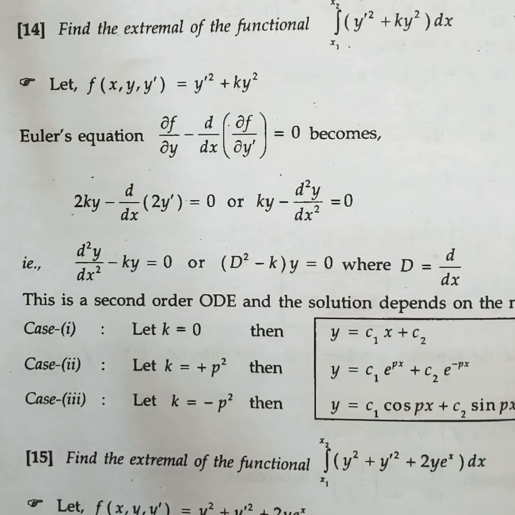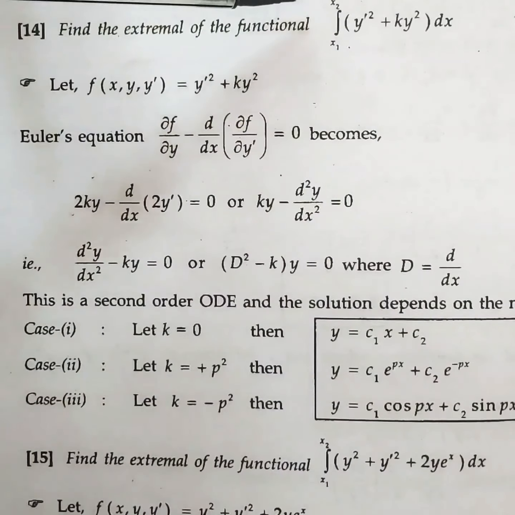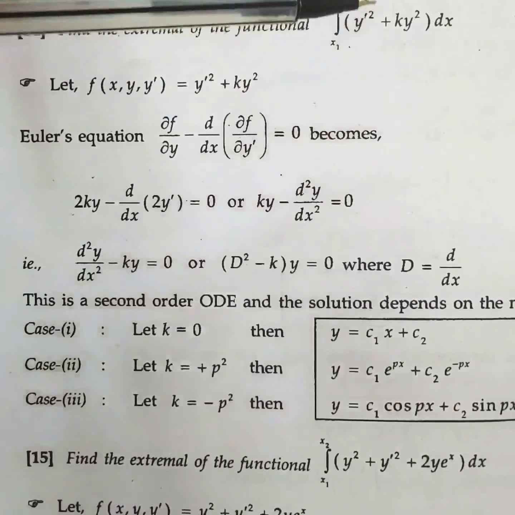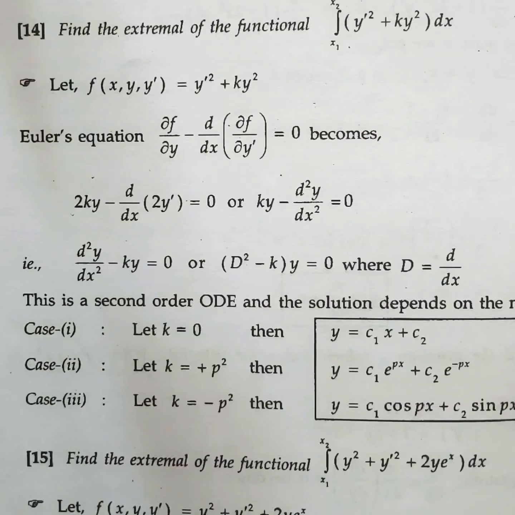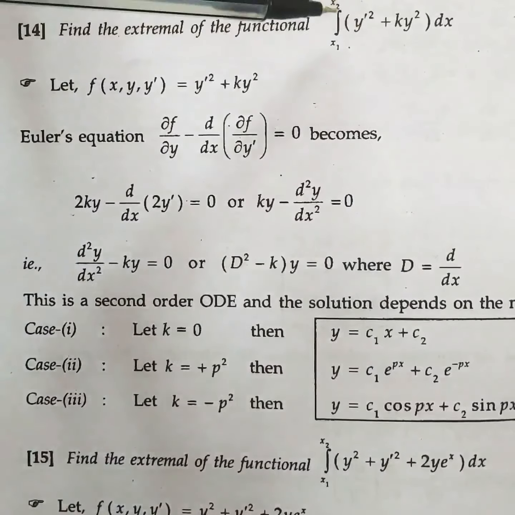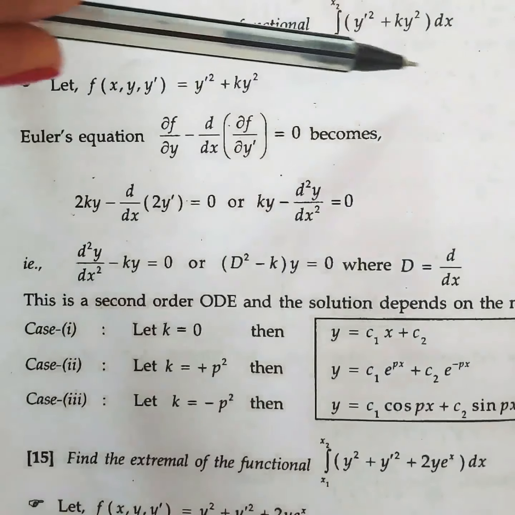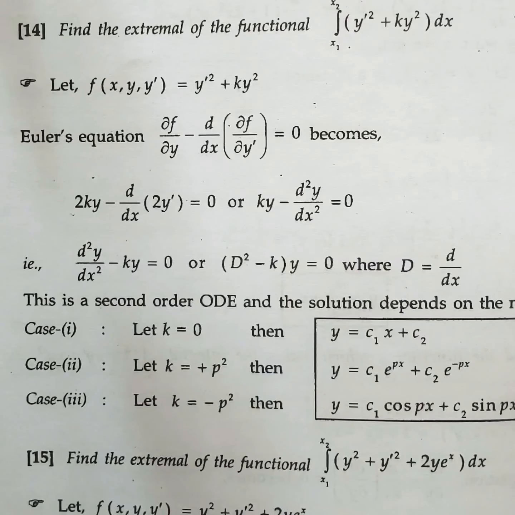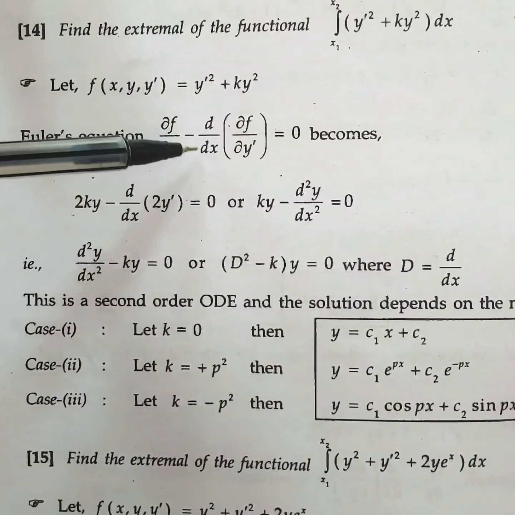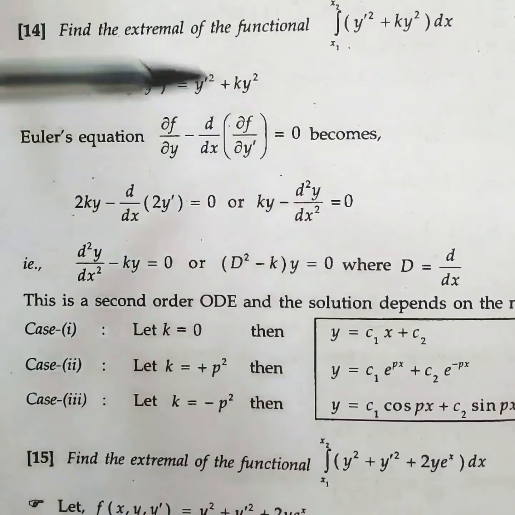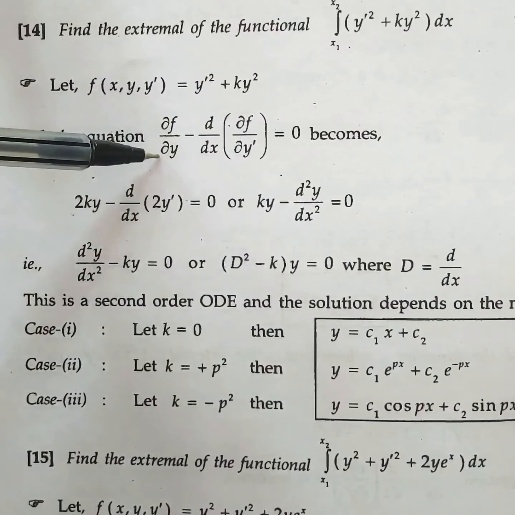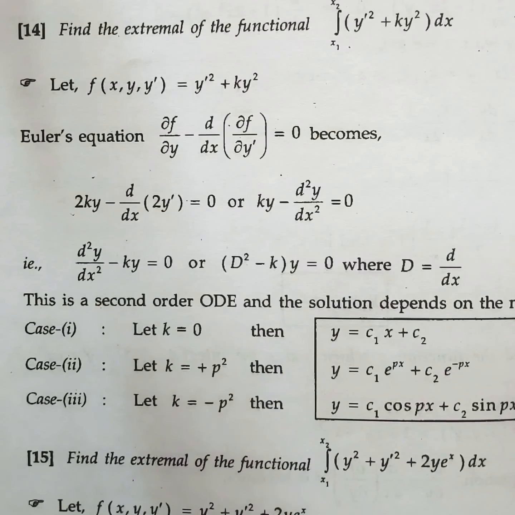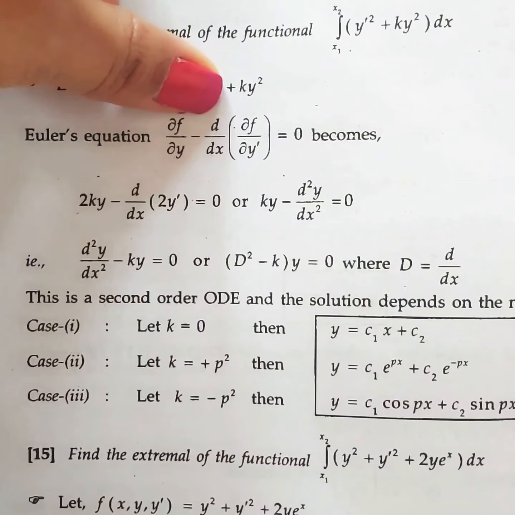Find the extremal of the functional integral x1 to x2 y dash square plus ky square dx. What is the given function? F of x, y, y dash is what is inside the integral, that is y dash square plus ky square. And we have Euler's equation: del f by del y minus d by dx of del f by del y dash is equal to 0. You can find del f by del y separately, differentiating partially with respect to y. The term y dash square is a constant as far as y is concerned, so we can hide it.